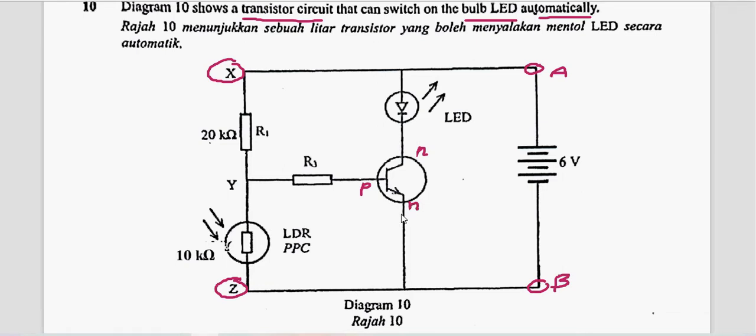The total resistance just now is 30 kilo ohm. So the total current will be, because this is just like this, current flows like that. Let's say we just neglect the transistor, so current flows like this. It means that the current that flows through resistors R1 and LDR will be the same. So just use the formula V equals IR to determine the current.